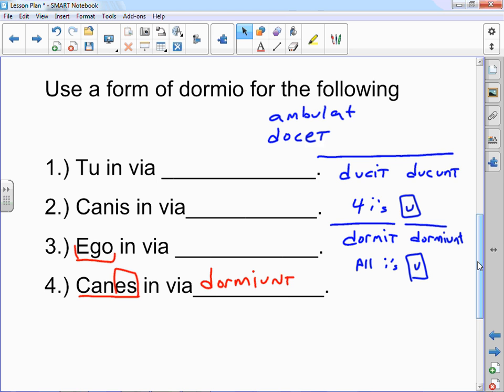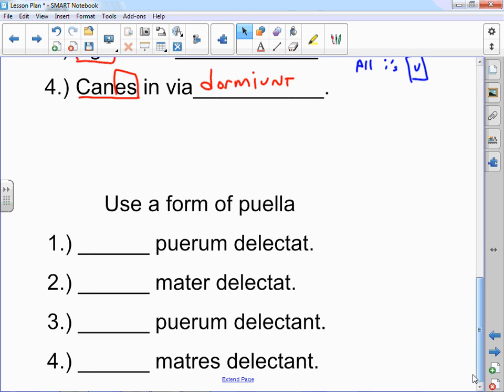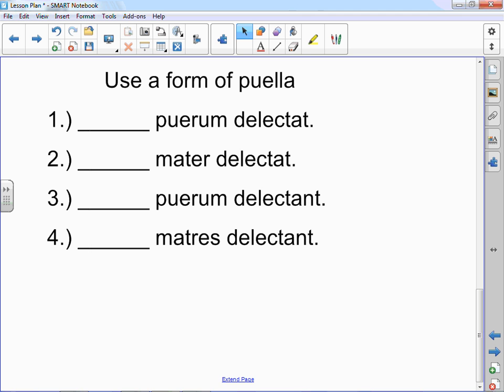Here I'm asking you to use a noun to complete the sentence. I want you to hit pause and see if you can use a form of puella to finish the sentence. So we need to look at the verb and decide whether or not I need a nominative or an accusative, a singular or a plural. So hit pause and try those out.